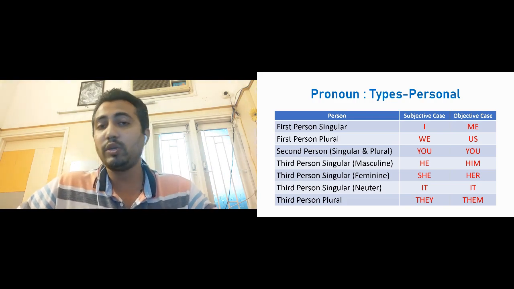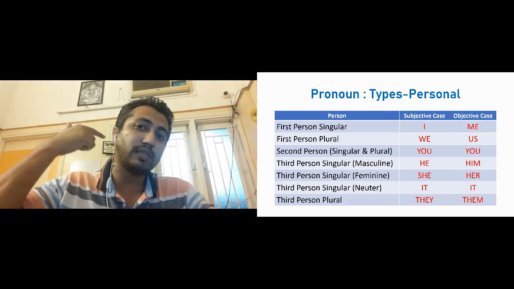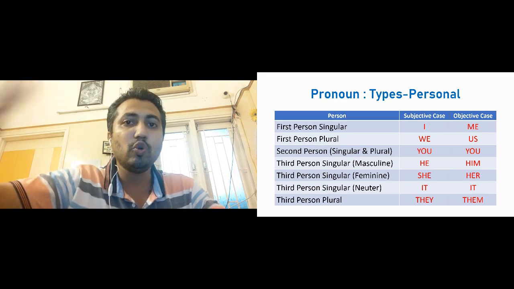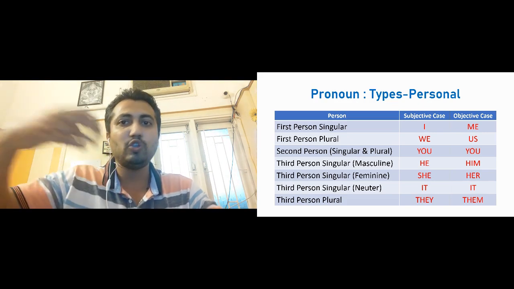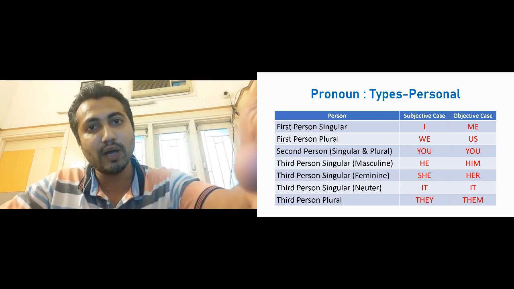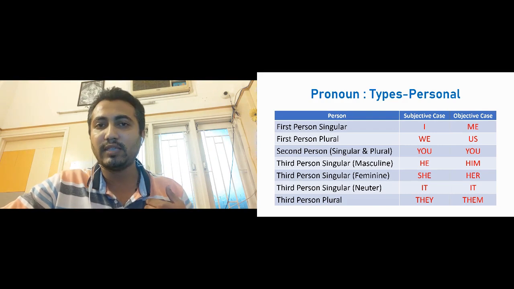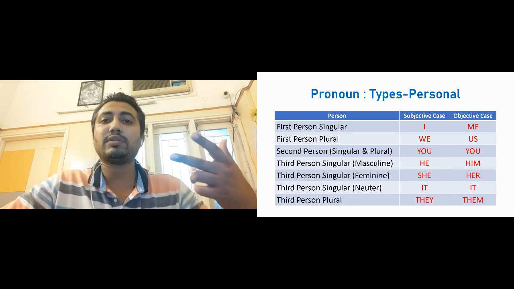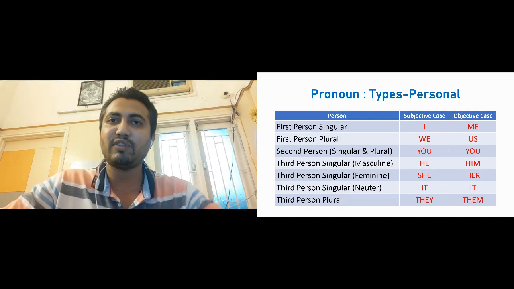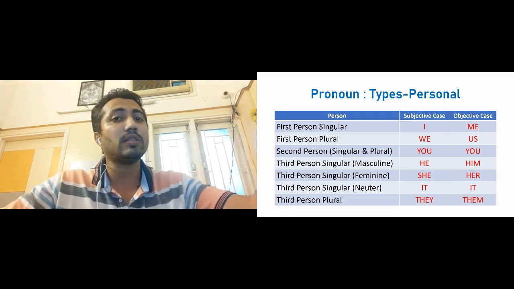Now second person. Who is the second person? The person who is listening, to whom the speaker is speaking. If I am speaking, you are listening, I am first person, you are second person. And if you are speaking, I am listening, you are the first person, I am the second person. The second person is the person to whom the first person is speaking, or the listener of the first person.